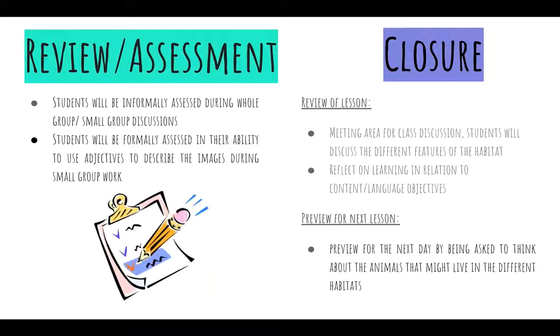To review the lesson, students will gather together in the meeting area for a class discussion. Students will have the opportunity to show the picture of the habitat that was given to them. As a class, we will discuss and describe the different features of the habitats. At the end of the lesson, students will reflect on their learning in relation to the objectives. They will also preview for the next day by being asked to think about the animals that might live in the different habitats.